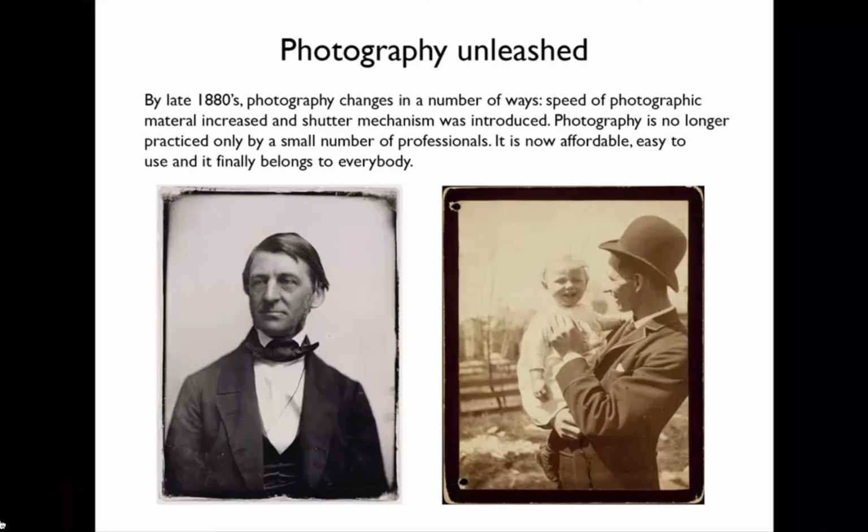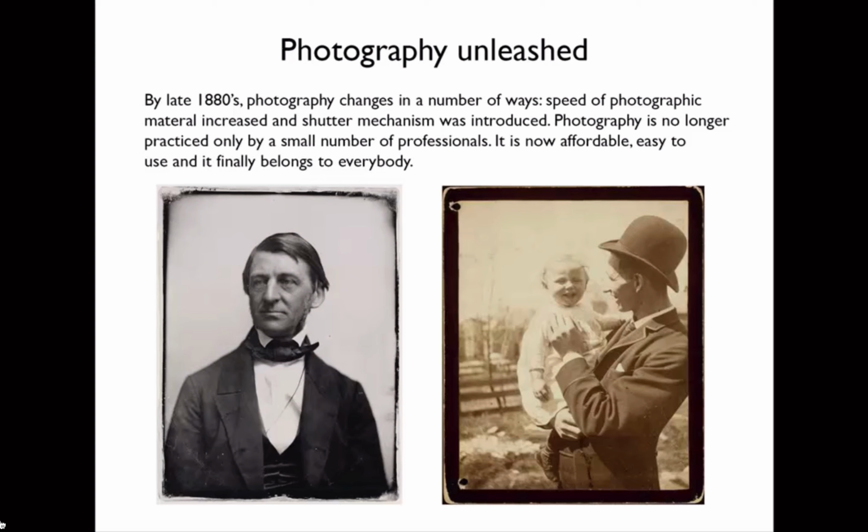So by the late 1880s, photography changes in a number of ways. The speed of photographic material increased and the shutter mechanism was introduced. So photography is no longer practiced only by a small number of professionals. It is now affordable, easy to use, and it finally belongs to everybody.